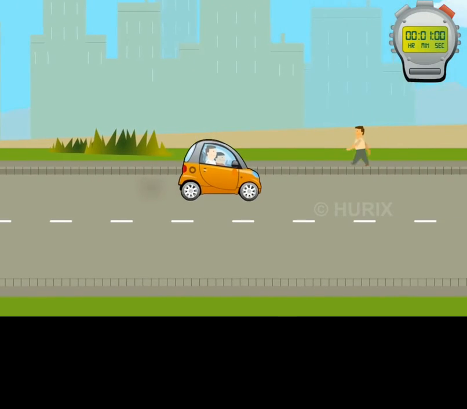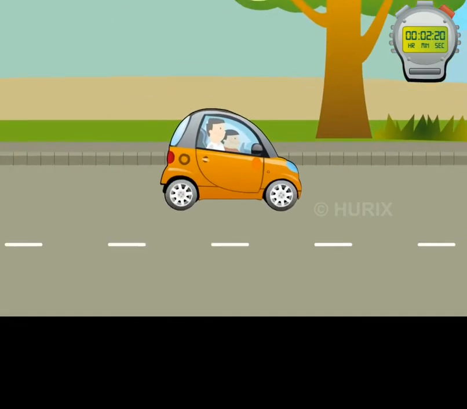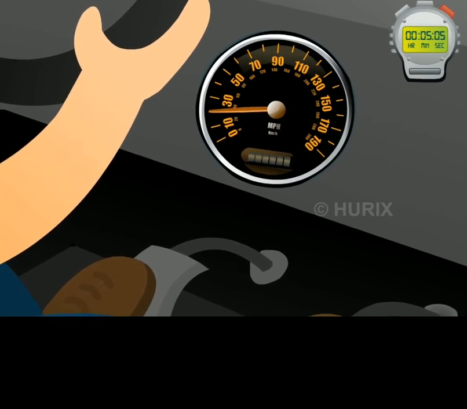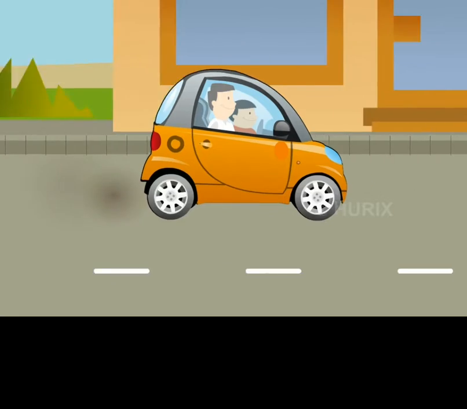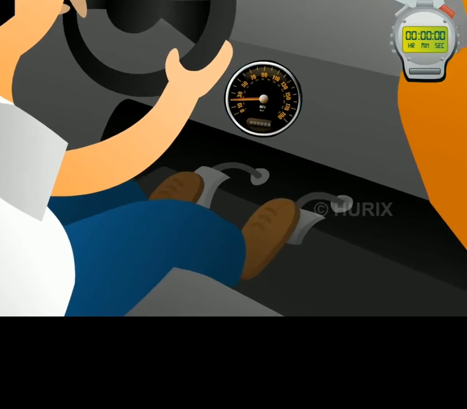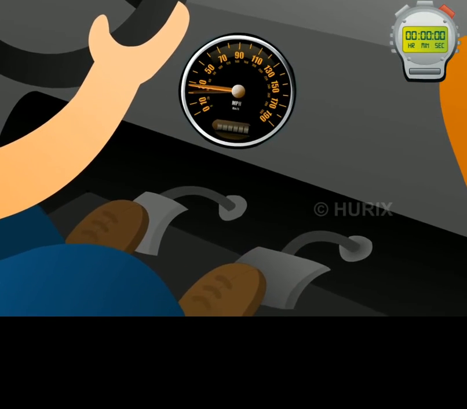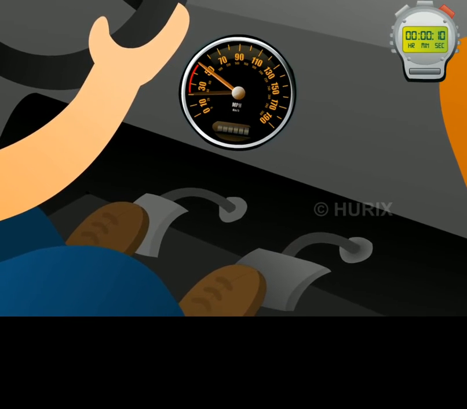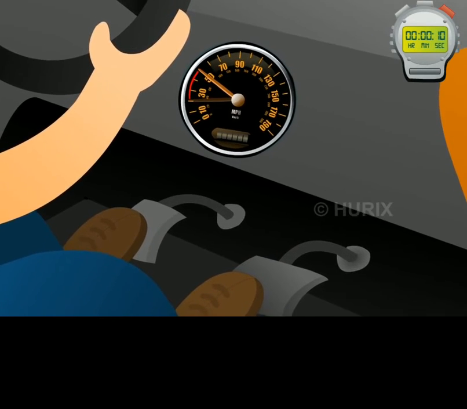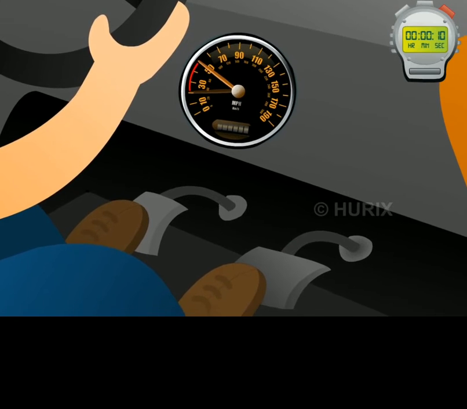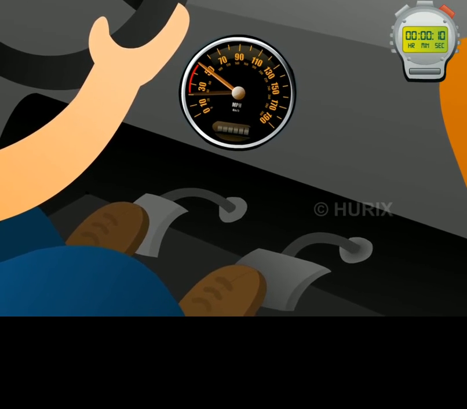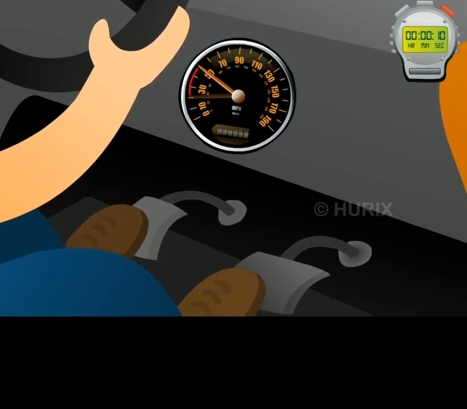A car is moving at a constant speed, say at 25 kilometers per hour. The driver accelerates and speeds up to 50 kilometers per hour in 10 seconds. Now, at what speed is the car moving? What did the driver do, and what is the impact of his action on the velocity of the car?